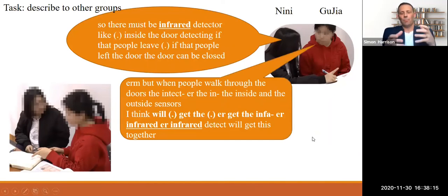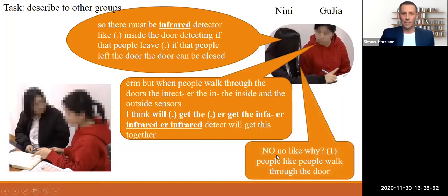she has a different view on this kind of system they're developing and says, but when people walk through the doors, the in... begins to struggle. In the next sentence, I think we'll get the infrared. She manages to find the word after a while, but I want you to pay attention to how she gets that word, because as you can see in the image there, she points to the sketchbook that they've been developing this system on. Once she says that, then her friend comes back and disagrees.